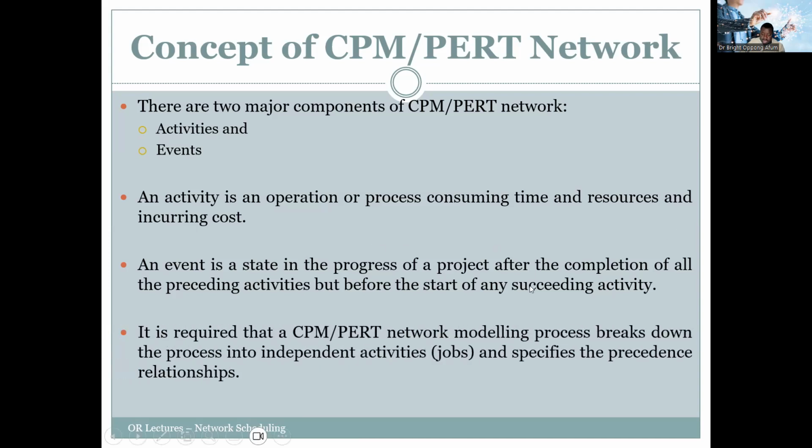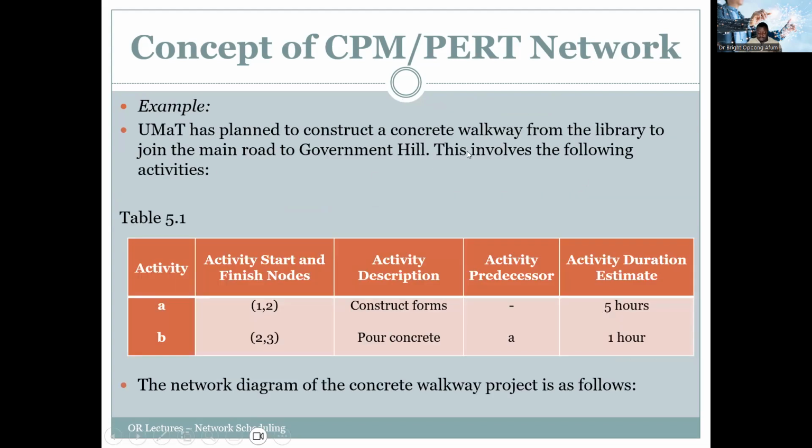So it is required that in the CPM or PERT network modeling process, the project is broken down into processes, right? Where we have independent activities, or what we refer to as jobs or tasks. And these activities will now specify precedence relationships. So we have several activities and we know which comes after the other or which comes before the other, right? So let's look at a typical example here.